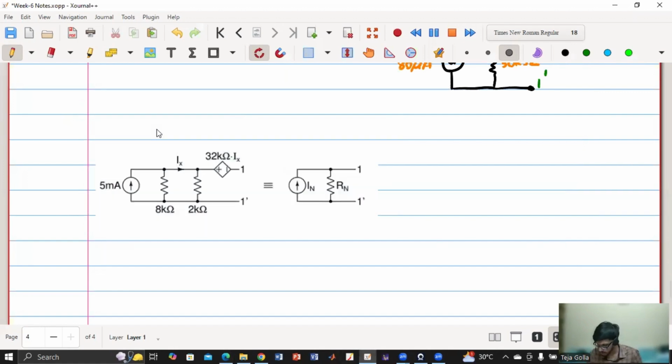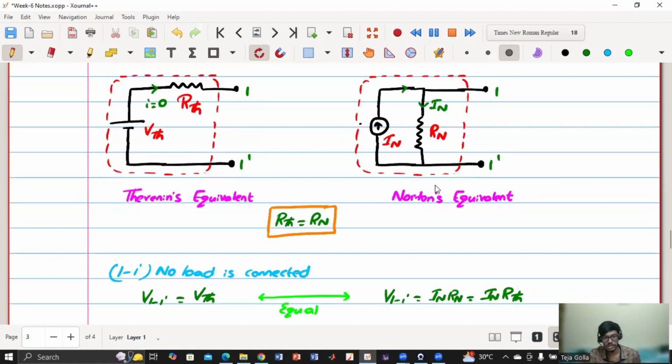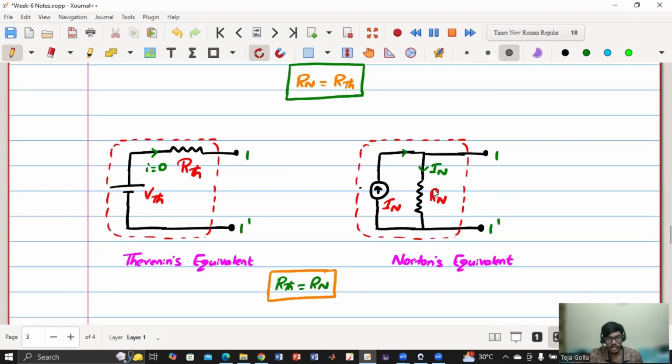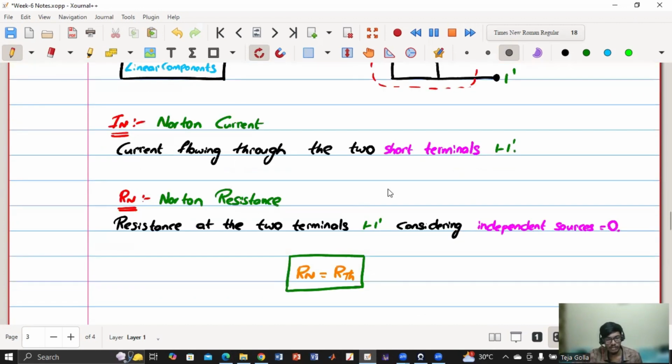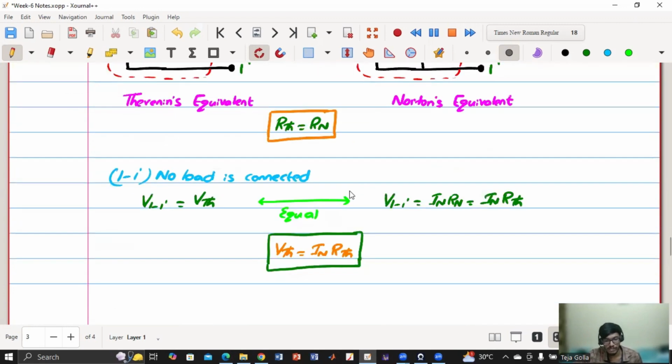Okay. So this will be our problem 3, and we'll see how to calculate Norton. Thevenin and Norton resistance are same, so you know how to calculate. But for calculating Norton current, we have to short circuit this 1 dash and see what is the current flowing through the terminals. That will give us I Norton.